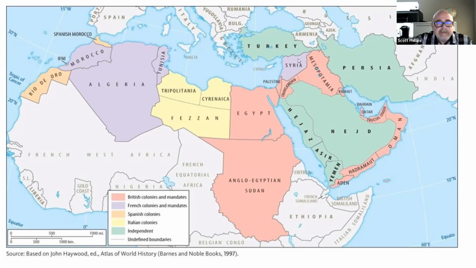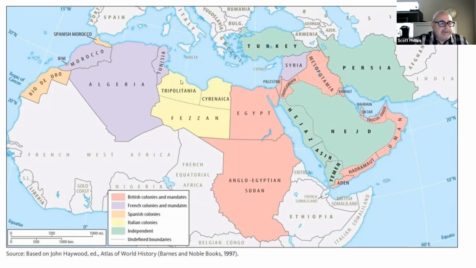And however, after World War I, because the Ottoman Empire was on the losing end, they only got to retain what is now modern-day Turkey. Turkey is kind of the last remnant of the Ottoman Empire. And Mesopotamia, which is now Iraq, Transjordan, which is now Jordan, and Palestine were controlled by the British. Syria was controlled by France, and parts of the Arabian Peninsula gained independence.